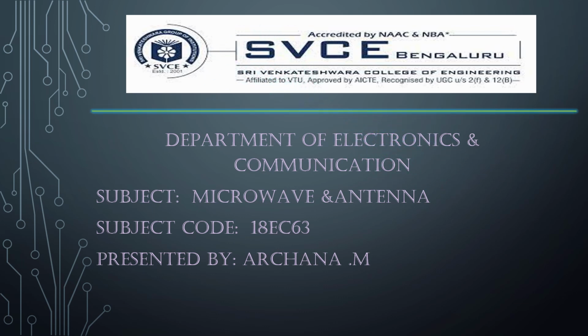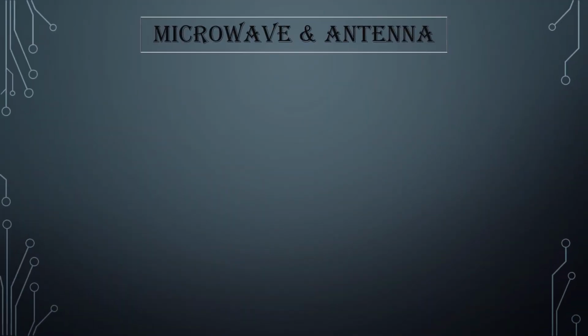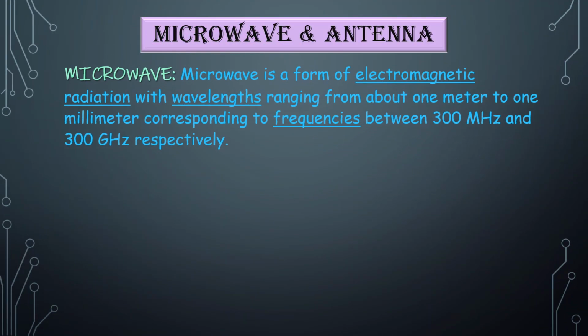Today, I am going to discuss microwave and antenna and a few problems related to this topic. Microwave and antenna. So what is meant by microwave? Microwave is a form of electromagnetic radiation with wavelengths ranging from about 1 meter to 1 millimeter, corresponding to frequencies between 300 MHz and 300 GHz respectively.